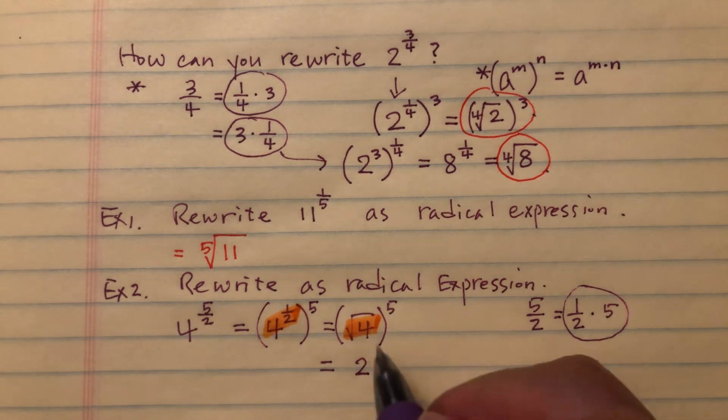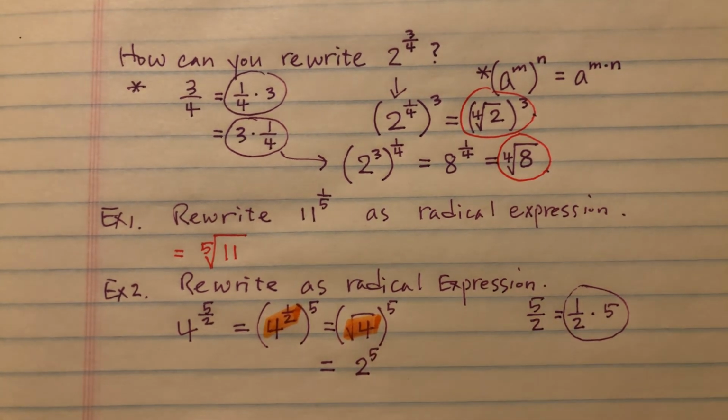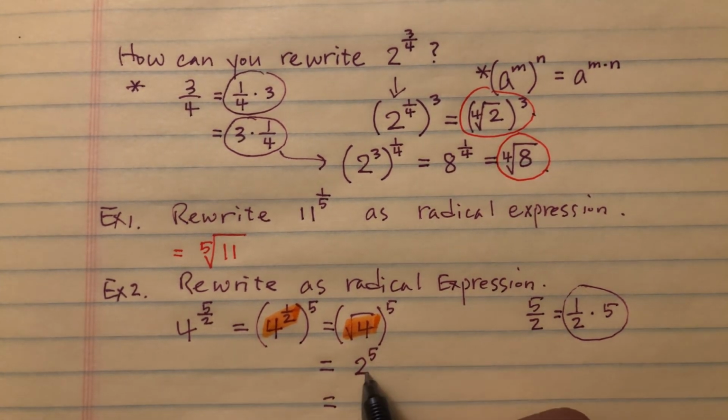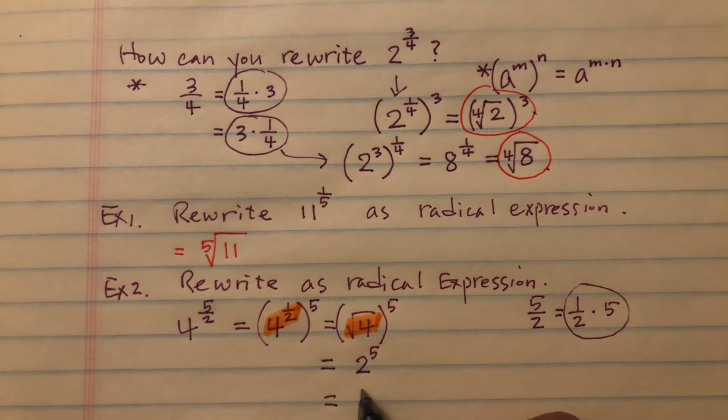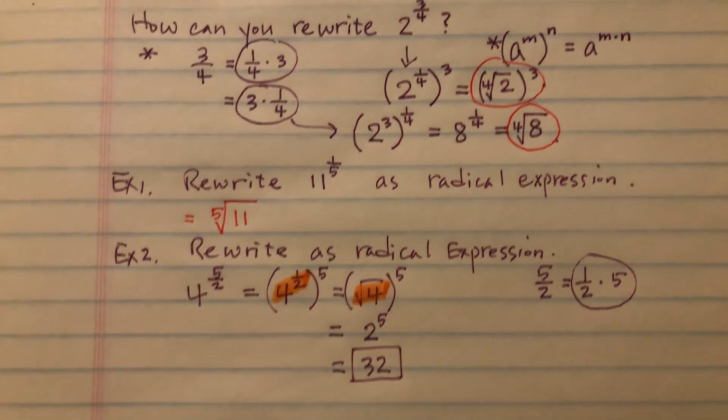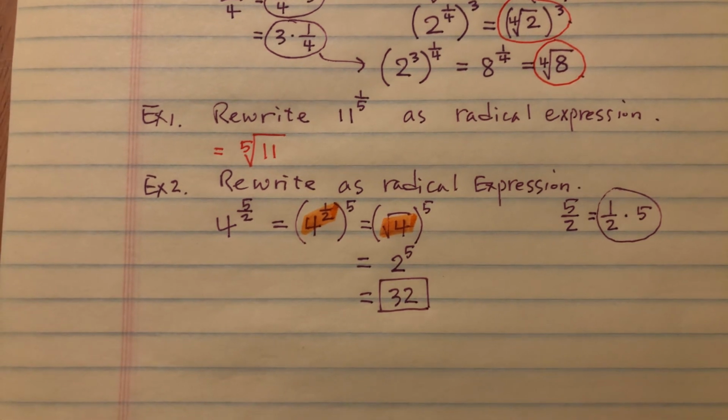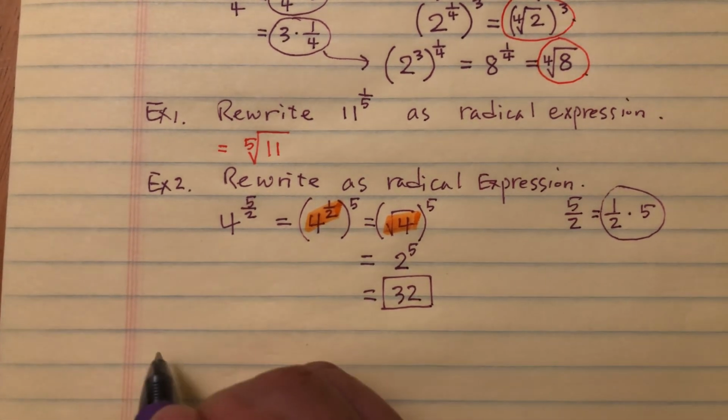Yes? And then this becomes 2 to the 5th power, which is what? 2 times 2 times 2 times 2 times 2. It's going to be what? 32. Okay, I hope you get the hang of this now. Let's do one more.